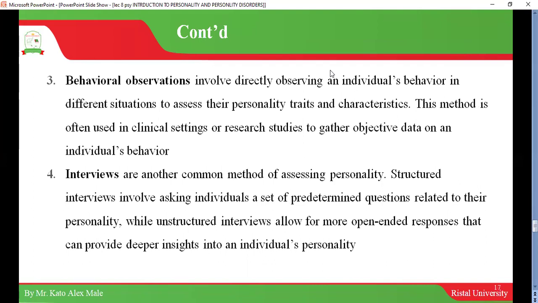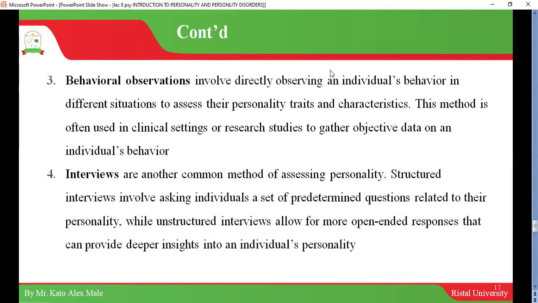Then when we consider behavioral observations as a PA method, PA meaning psychological assessment, these involve directly observing an individual's behavior in different situations to assess their personality traits and characteristics. We watch their behavior. We watch how they behave in a certain situation.